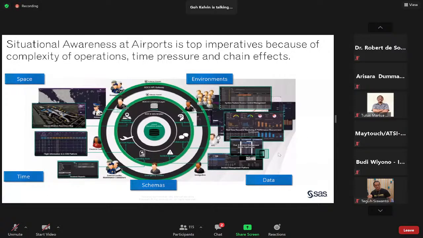Now, another very important word here is data. There is a lot of data that is going through this particular situation, this airport environment. Anything from the travelers to the airplanes, to the cargo, to the luggages, and so forth. So data fusion is hugely important. And it boils down to this last word, schema.